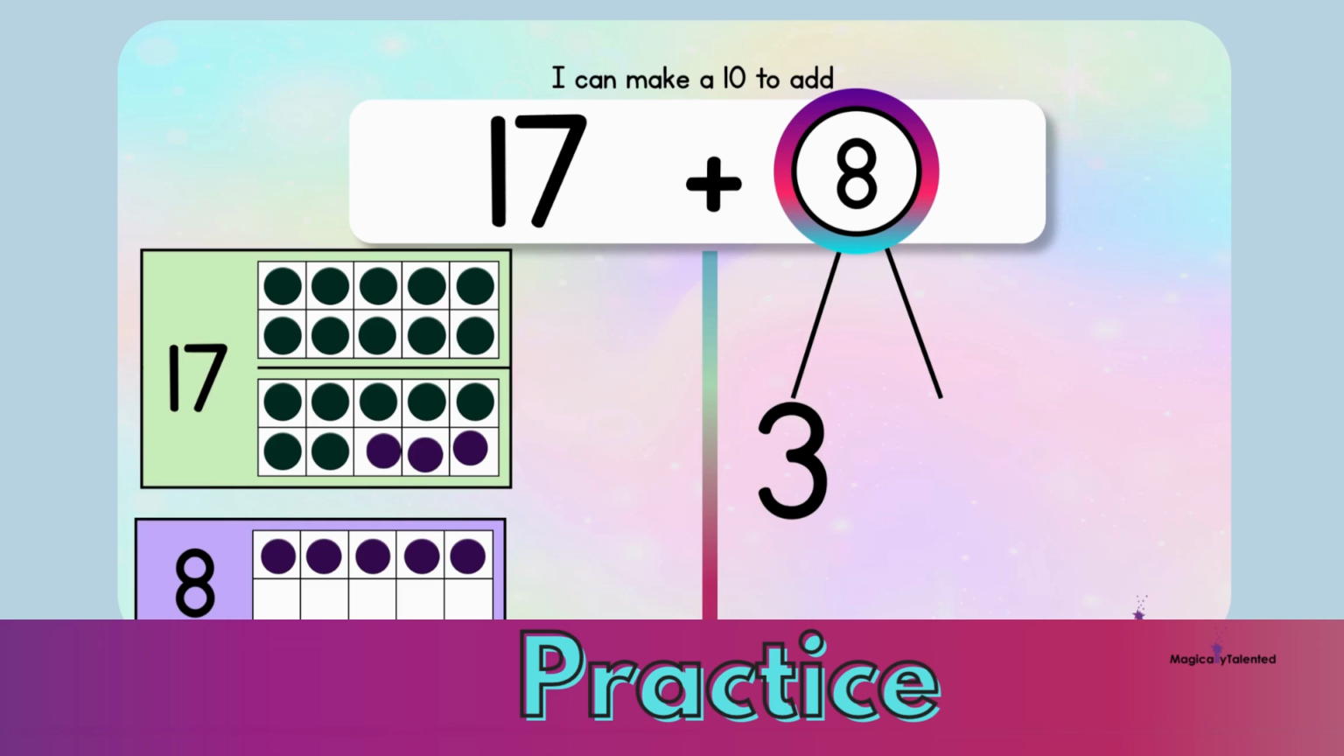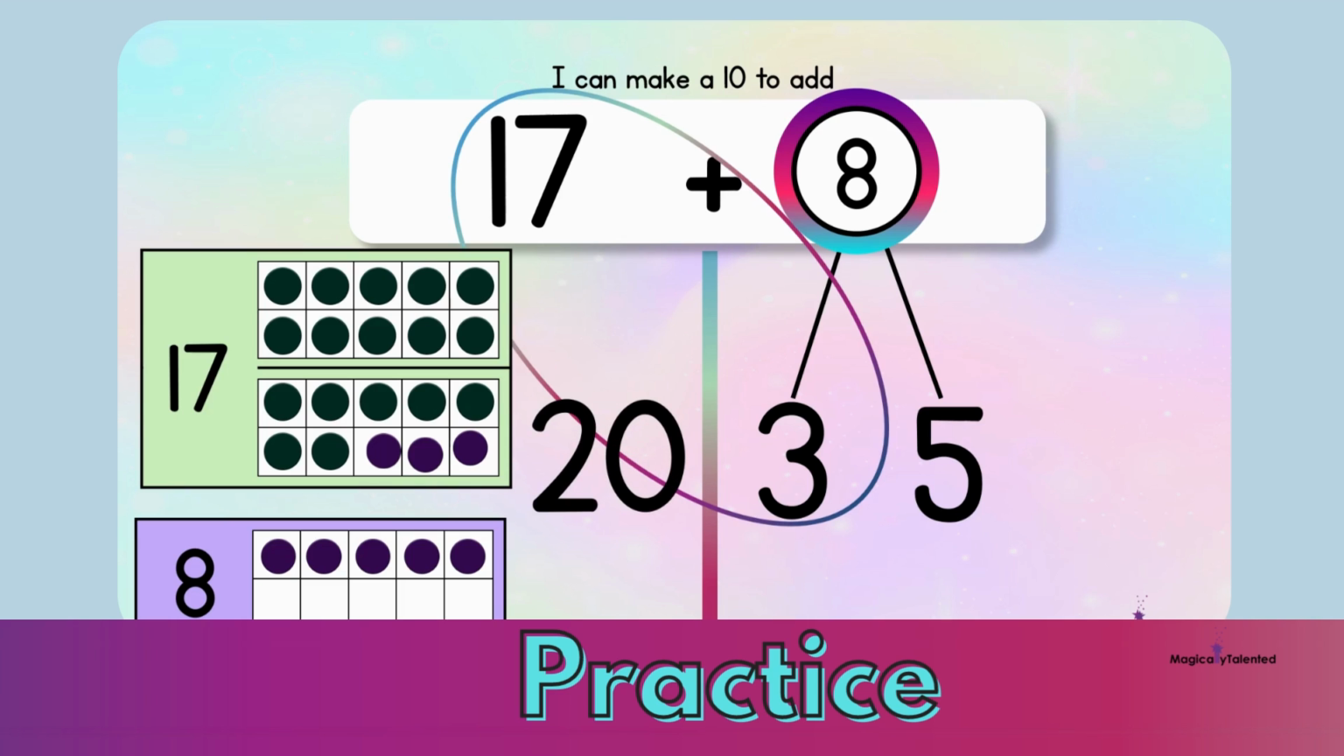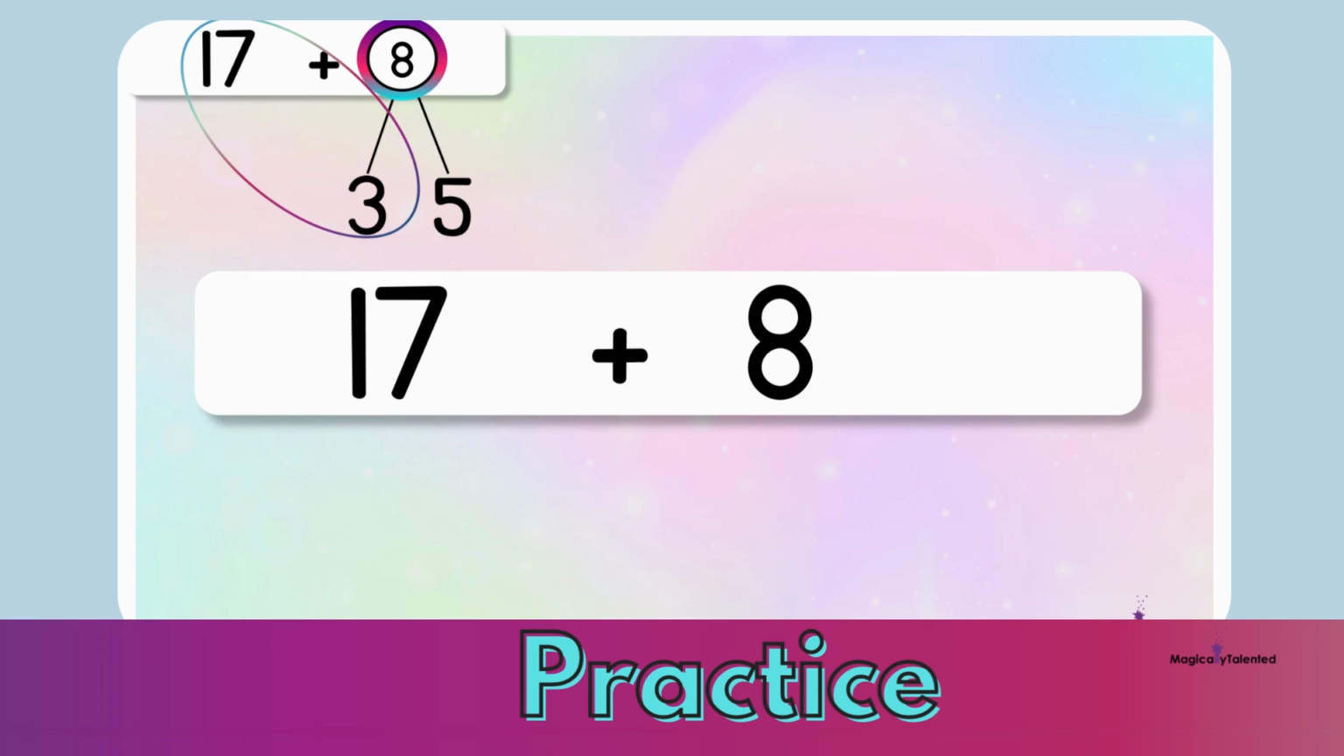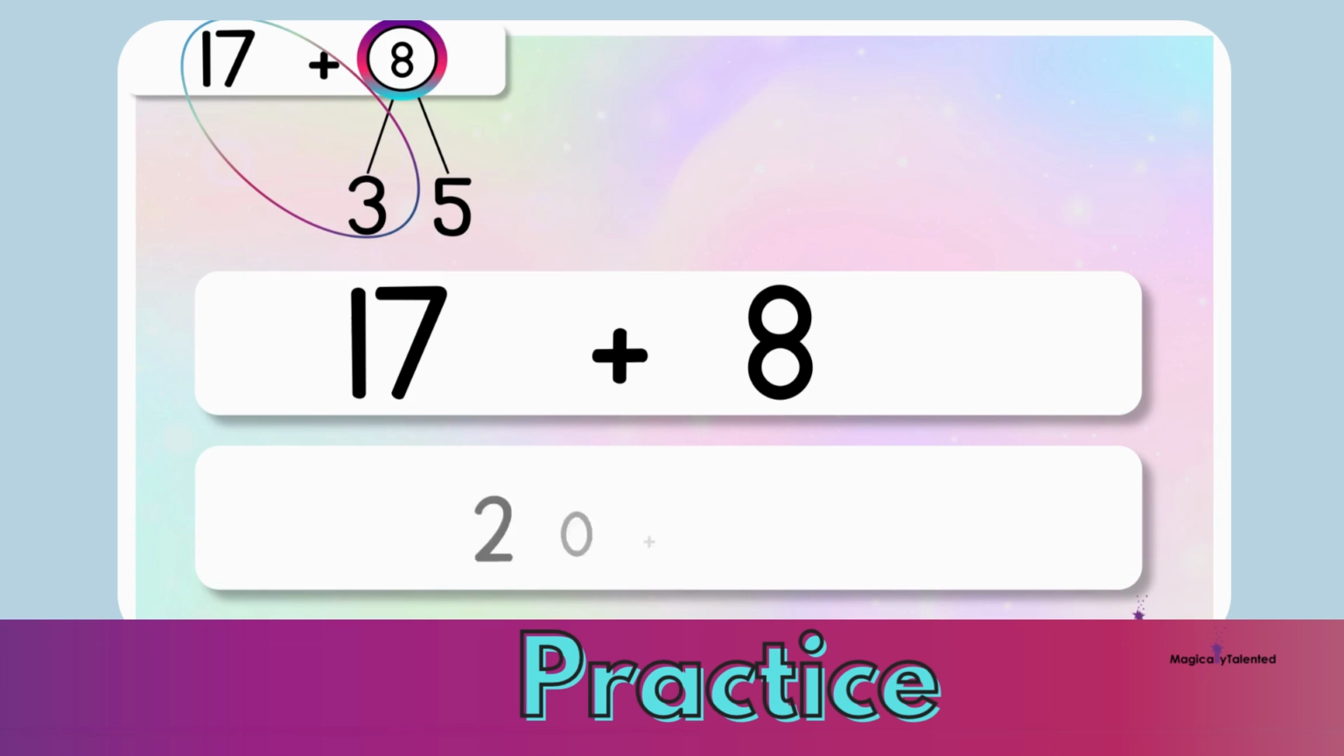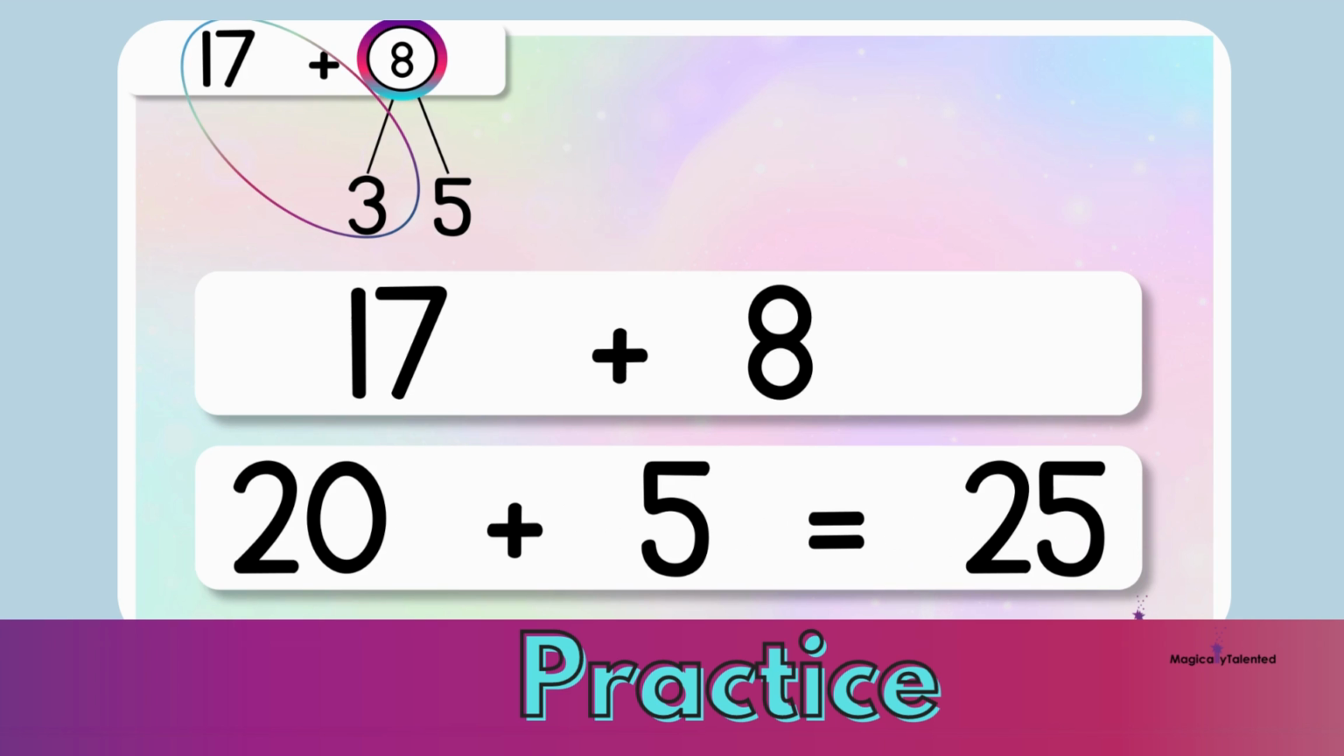The first thing we're going to do is pull a 3 from the 8 to help 17 get to the next 10. And if we take 3 from the 8, we have 5 left. Let's combine 17 and 3, and that helps us get to the next 10, which is 20. And we have 5 more left over. What are we going to do with that 5? What is our easier problem? If you said 20 plus 5, you are correct, and we can solve that instantly. 20 plus 5 is 25.